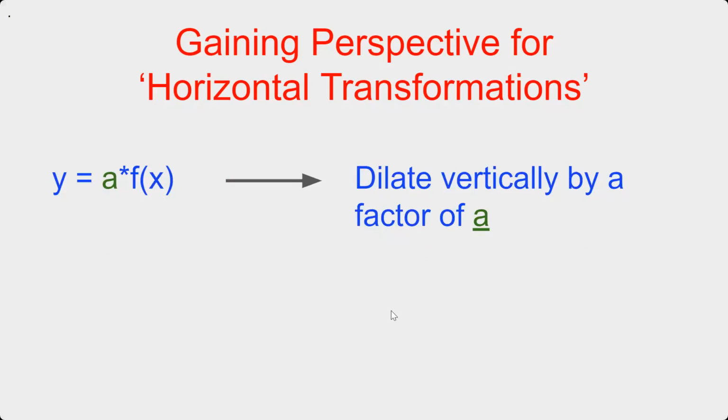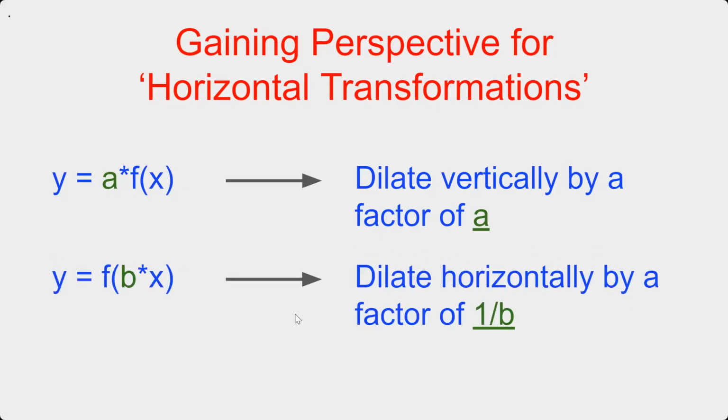Same thing's true for your dilations. If we multiply the outside by a factor of A, it dilates vertically by that factor. But if we multiply the input by B, it doesn't dilate horizontally by B, it's by a factor of 1 over B. And again, my students had a little confusion. I don't want them to memorize things. I want them to make sense of it, because memory sometimes fails in the long run when you're trying to memorize so many different things.